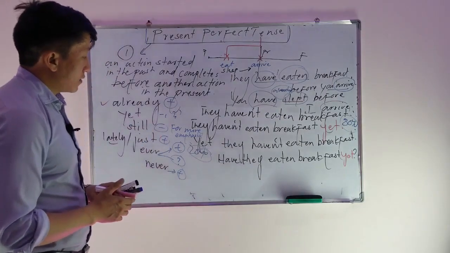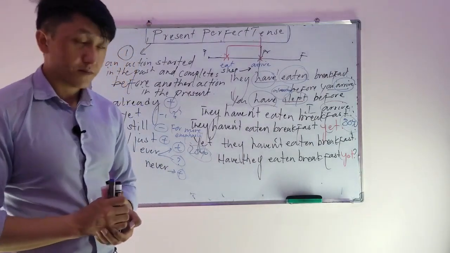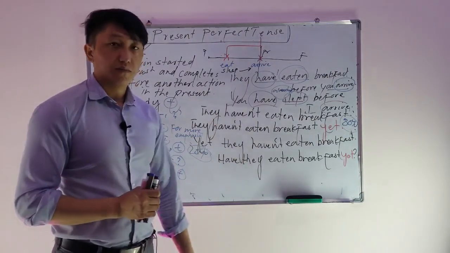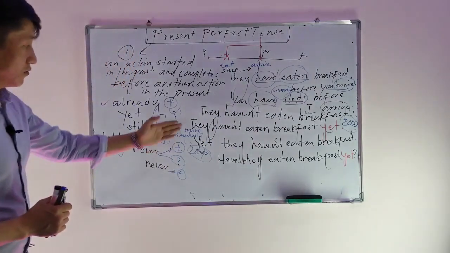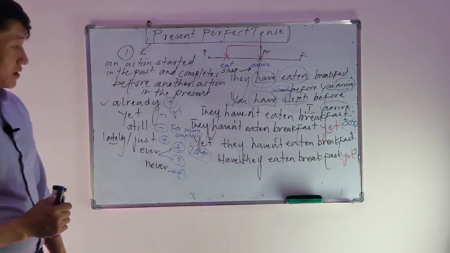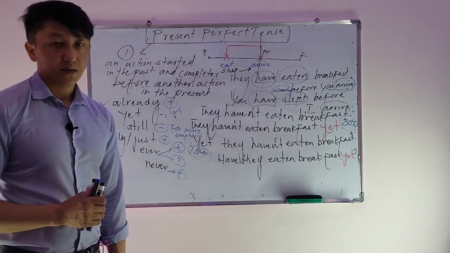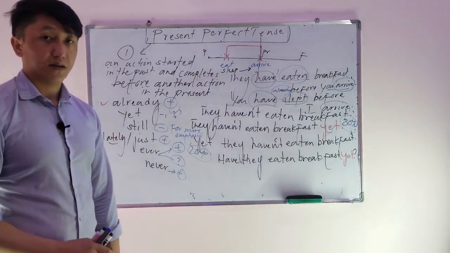Now, this is how we can use yet. I said it mostly comes in the negative sentence. It comes at the end. Most of the time it comes at the end. But sometimes for more emphasis, we can also use it at the beginning, when you want to emphasize it. For example, if I say they haven't eaten breakfast yet, it doesn't emphasize. But if I say, yet, they haven't eaten breakfast.